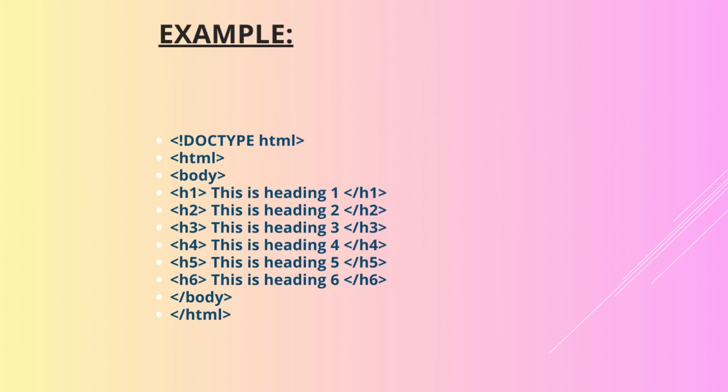Now we can see the example for HTML headings. The document type declaration defines the document type of the HTML, and then the body. H1 is the heading one, and it has the highest priority. Then H2 is heading two, H3 is heading 3, H4 is heading 4, H5 is heading 5, and H6 is heading 6. H6 has the least priority, and headings 2, 3, 4, 5 all come in the intermediary. These headings are very important in HTML.